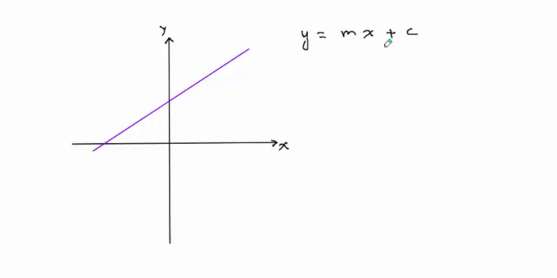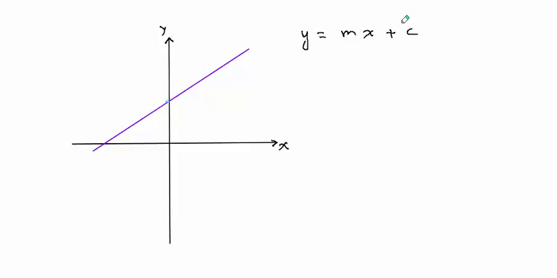The first thing to do is look for the c, or the y-intercept, that is the y-coordinate of the point where the straight line cuts the y-axis. If that point is above the x-axis, then c is a positive number. If that point is below the x-axis, c is a negative number.